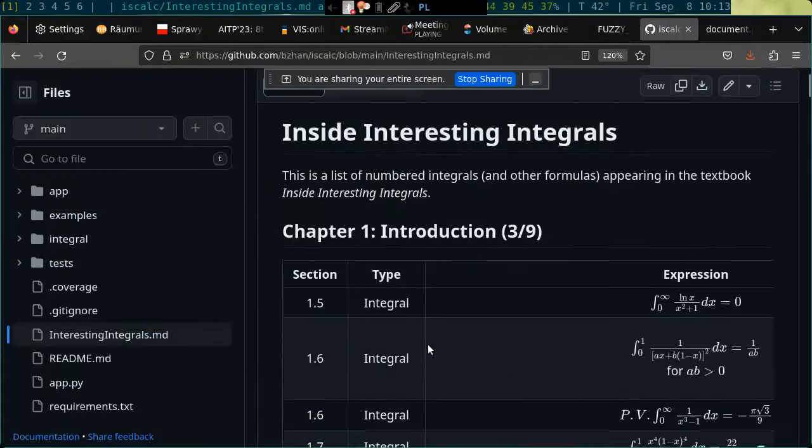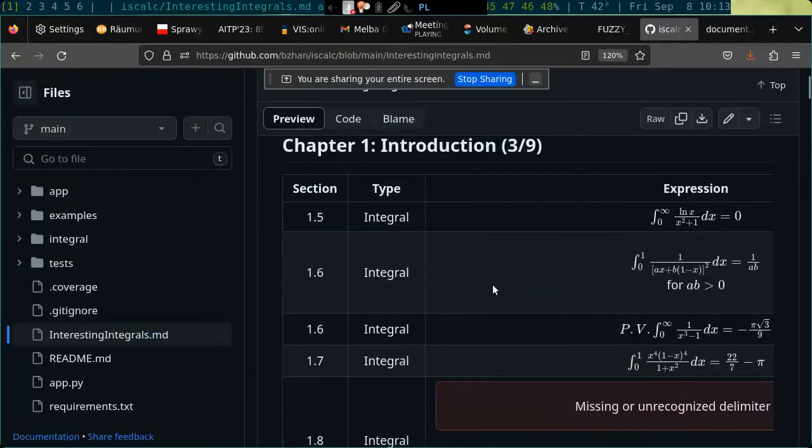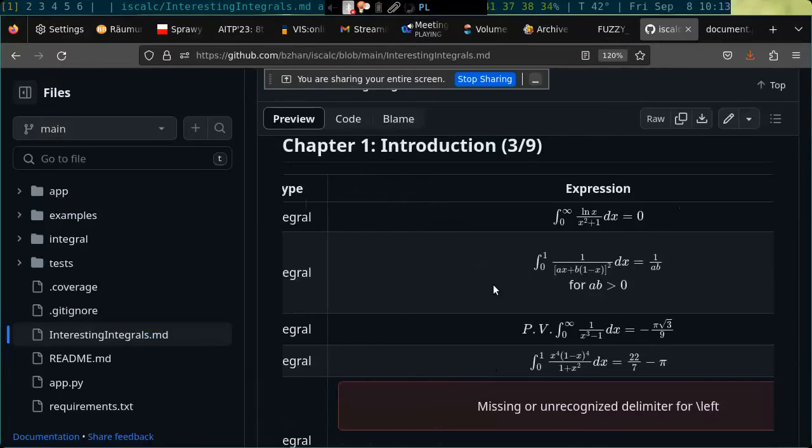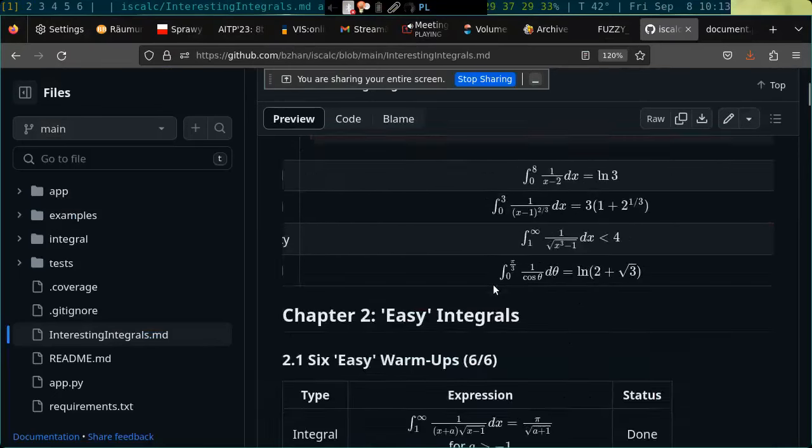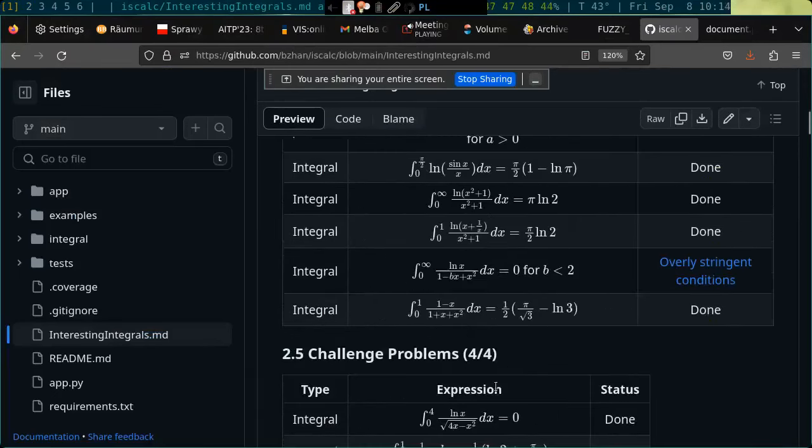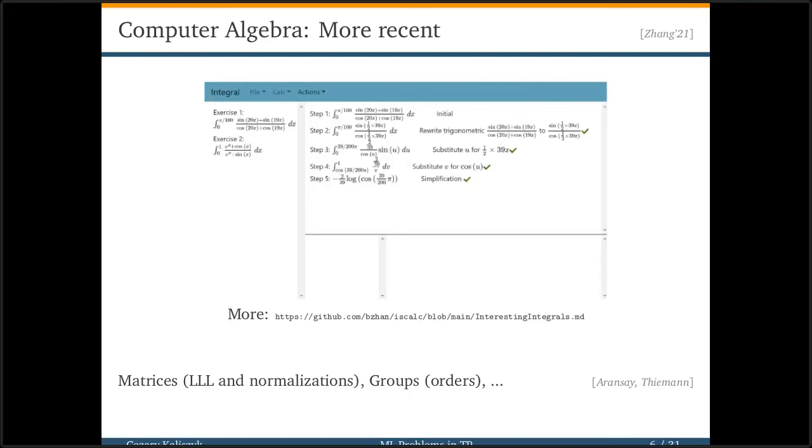Where is it? Click. So here we have a number of interesting integrals that have been... there's just too many to go through. You can see the size of the scroll bar. There are a number of these that can be solved with the help of the system, and these are certified proofs, and they are beyond what a typical computer algebra system can do. So this is pretty exciting.